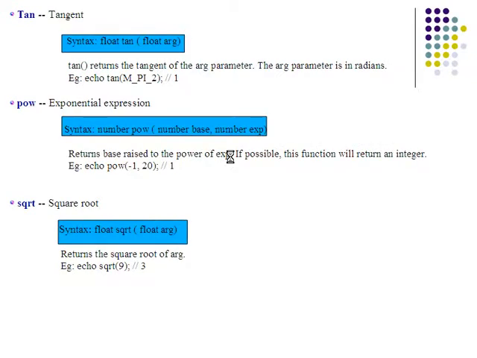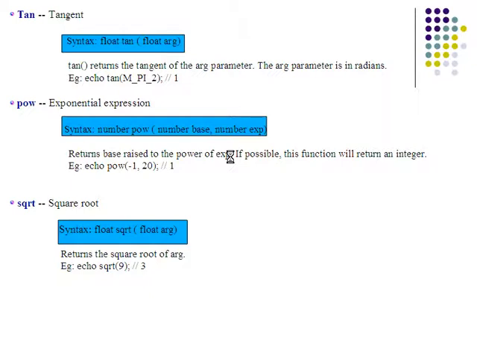The next function is tan, which can calculate the tangent value of the given argument parameter. Again, it takes the argument parameter in radians and returns the corresponding tangent value. Here in this example, I passed a value M_PI_2, which is a constant in PHP.